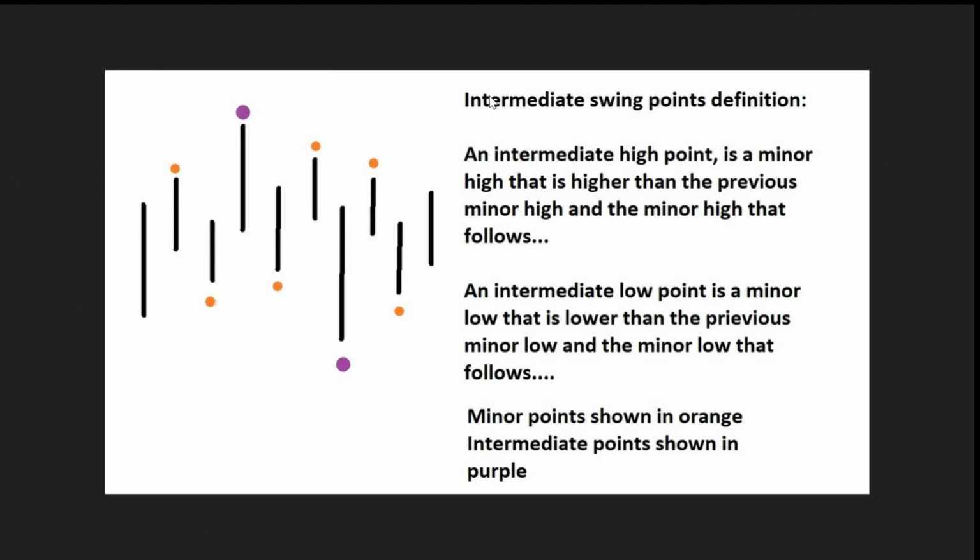Okay, here's the intermediate swing point definition. An intermediate high point is a minor high that's higher than the previous minor high and the minor high that follows, which I've marked in purple. An intermediate low point is a minor low that's lower than the previous minor low and the minor low that follows, which I've marked in purple here to give you an example. And these would be the minor swings in orange, so we can see how I'm determining where this intermediate price structure is.